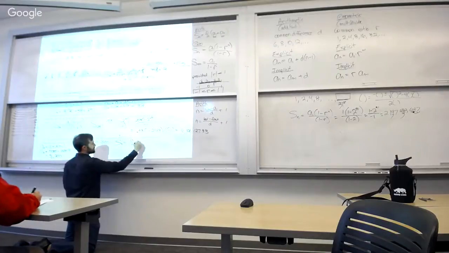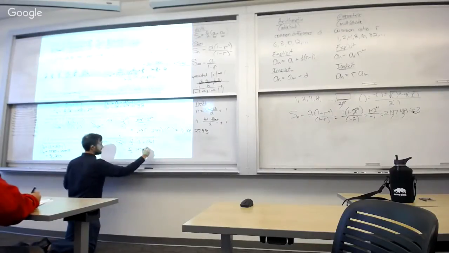which is n over 2, the first plus the last. Over a 10-year period, so 10 over 2, the first year plus the last year.